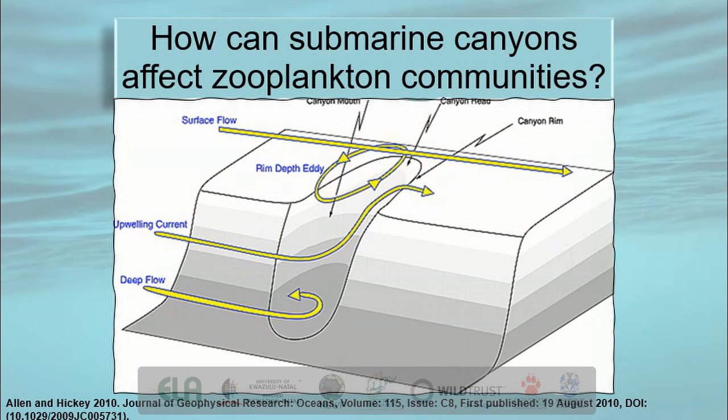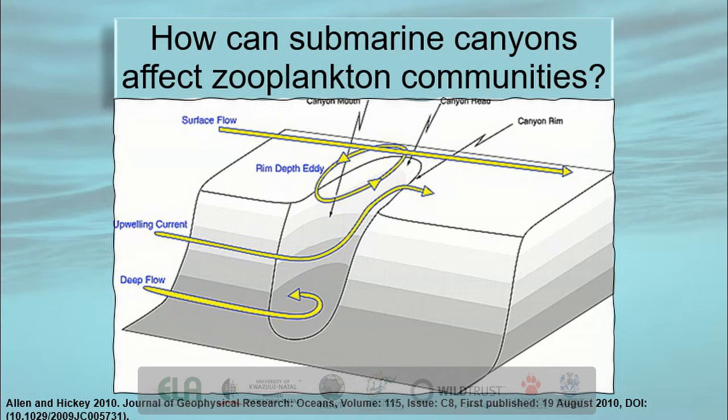To understand the effect of submarine canyons on zooplankton communities, we have to look at their flow dynamics. Submarine canyons disturb the path of the current flowing along the coast. This can result in canyon-induced upwelling, which can result in increased primary productivity. Also, this upwelling current can transport slow-swimming zooplankton from the depths towards the canyon head.